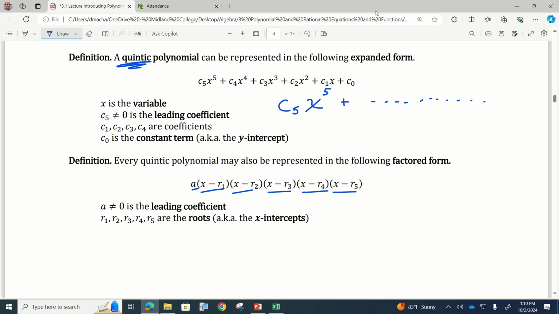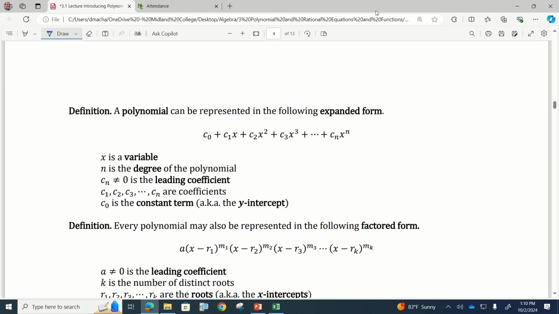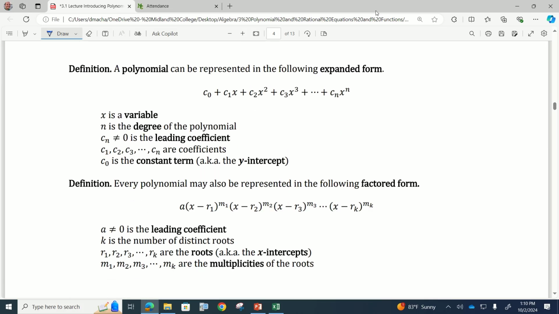This is the last kind of polynomial that gets a name, because we could continue to add more and more factors, and we don't want to have to name all of them, so we stop naming. And what we do, instead of naming them things like linear, quadratic, cubic, quartic, quintic, we just say a polynomial is any expression that can be represented in this expanded form.